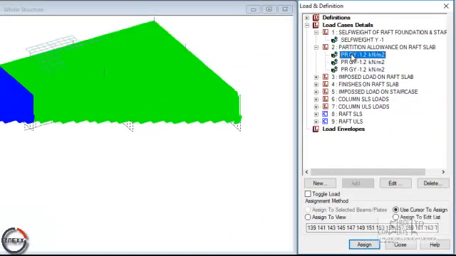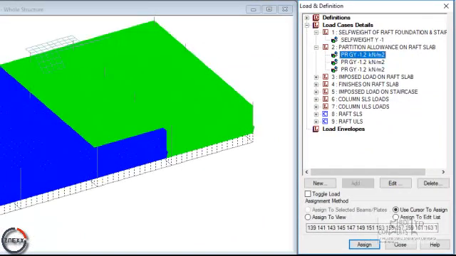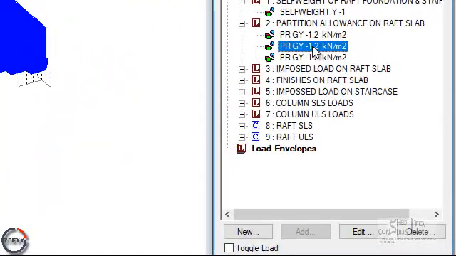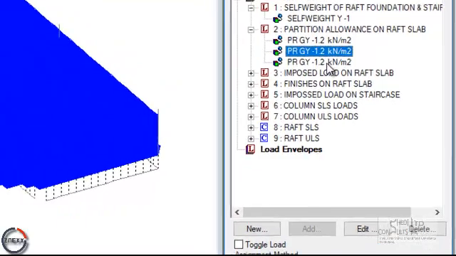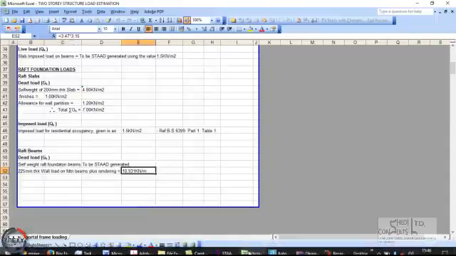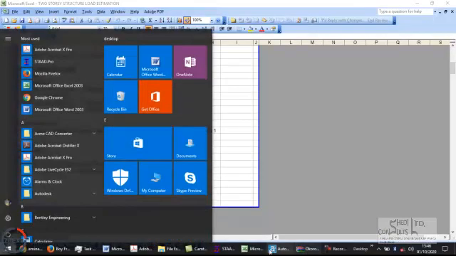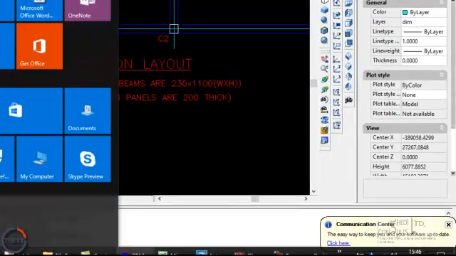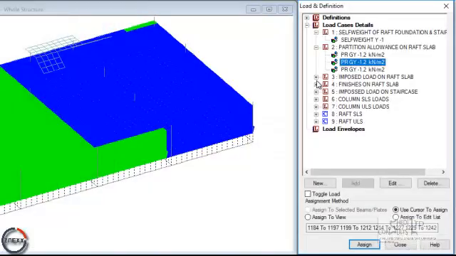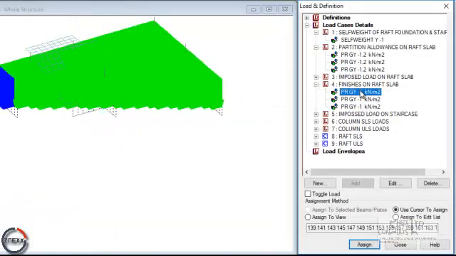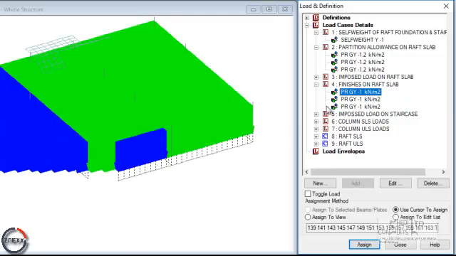The partition allowance, we talked about the partition. There's going to be block work around where we have the Raft slab. The partition allowance catered for at 1.2 kilonewton per meter square, as specified in the load calculation, was also applied. We also have finishes of 1 kilonewton per meter square. So these are the finishes also applied on the entire slab.